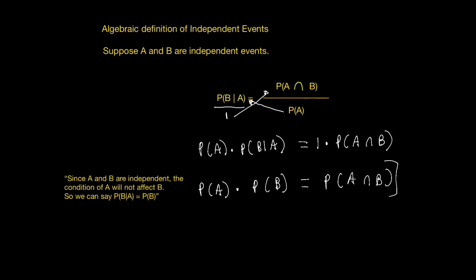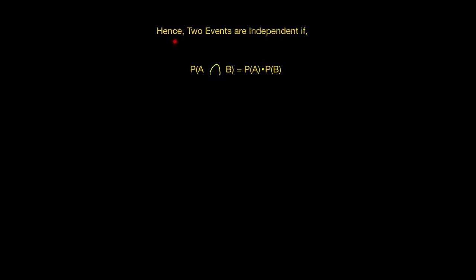And here we have the test, or the algebraic definition. Two events are independent if the probability of A times the probability of B is equal to the probability of A and B. And here I wrote it a little bit more formally: two events are independent if the probability of A and B is equal to the probability of A times the probability of B. So let's do one example using this formula so you can finish the rest of this assignment.